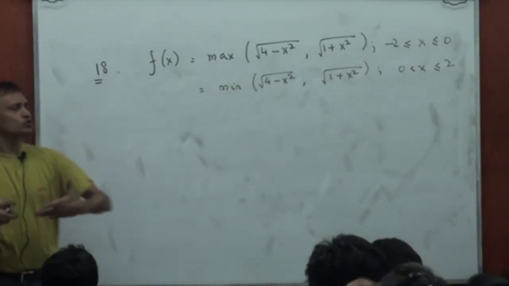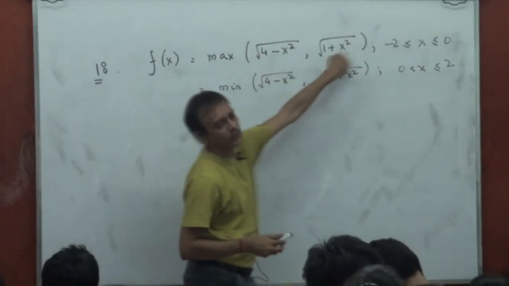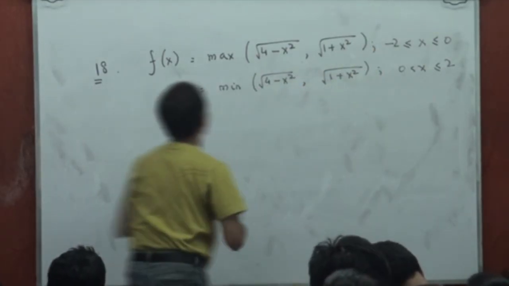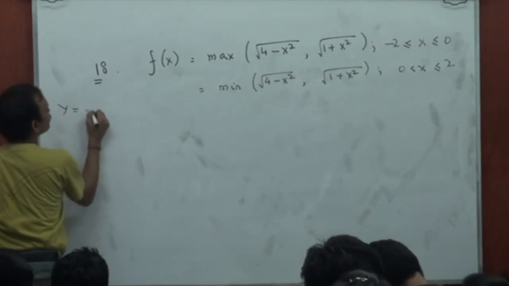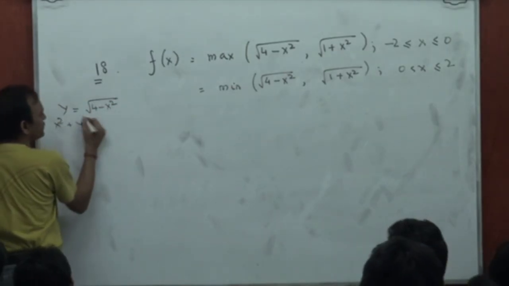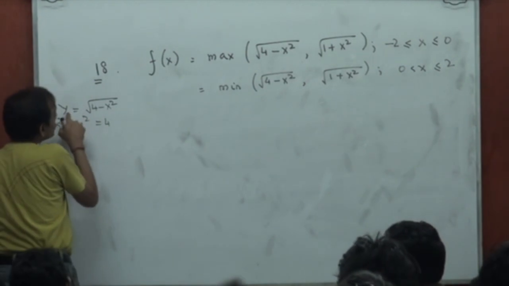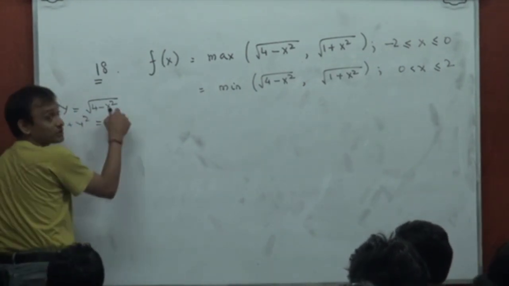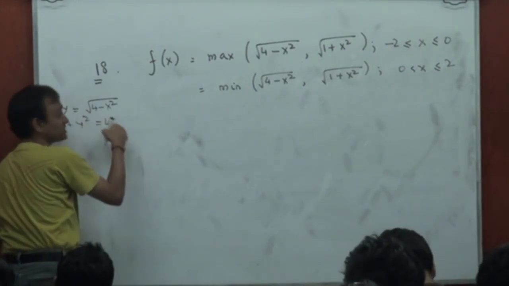Hey, there are two functions: y equal to root 4 minus x squared and y equal to root 1 plus x squared. Now if you look at y equal to root 4 minus x squared, this is like x squared plus y squared equal to 4. So this is part of the circle. X squared plus y squared equal to 4 is a circle.